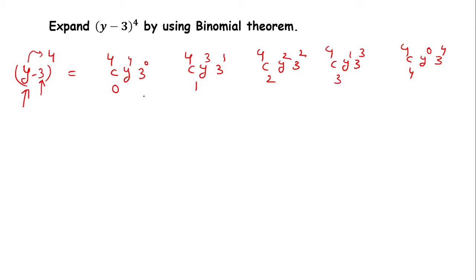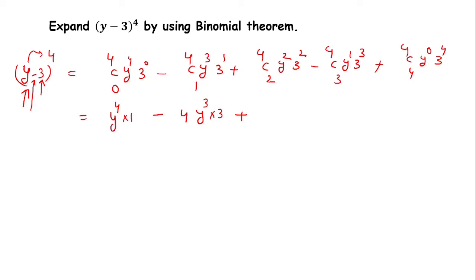Now the problem is with the signs. The sign between them is negative. It means I will take the sign alternatively. First term is positive, second is negative, then positive, then negative, then positive. Simplify this. 4c0 is 1. So we have y power 4, 3 power 0 is again 1. Minus 4c1 is 4, y cube times 3.